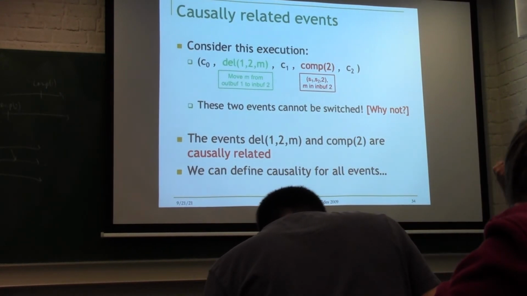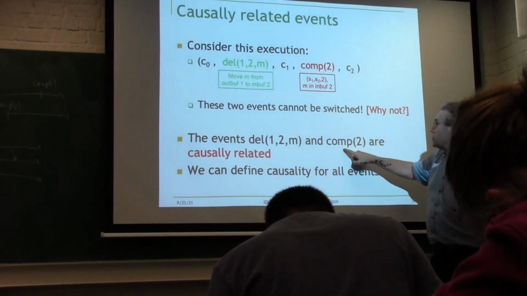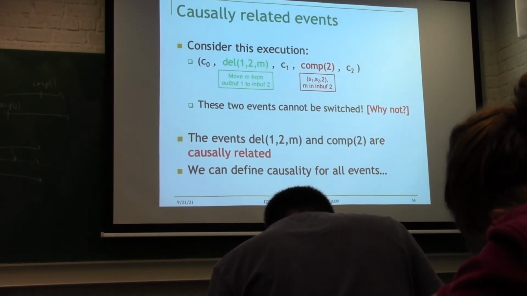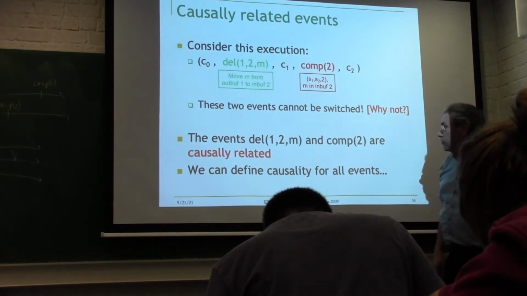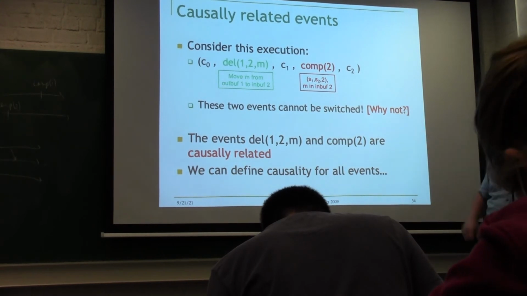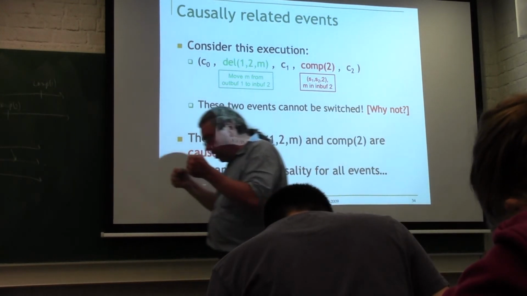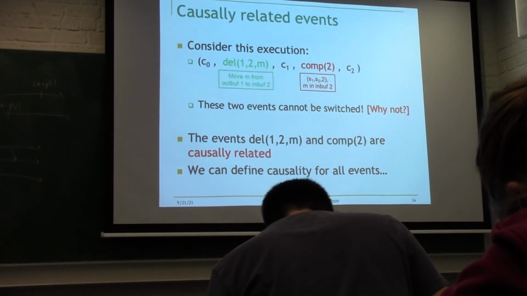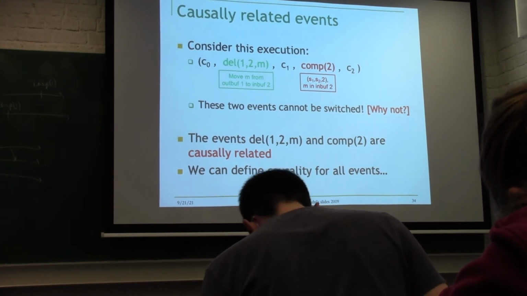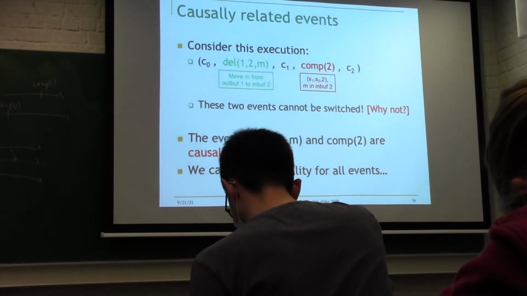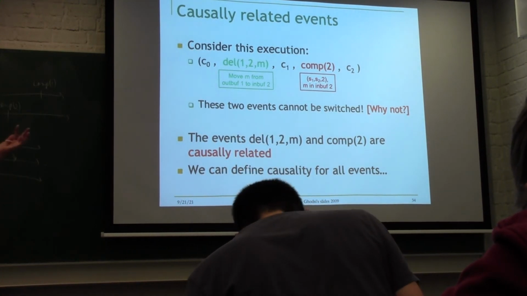One of the events is using a result of the previous one. So we say that the two events are causally related. So del 1, 2 is causally before comp 2. So this is causality. Causality means that the two events are causally connected if you cannot flip them, if the second one needs something that the first one does. That's very reasonable, right? As causality, huh? What do you think? It's very intuitive, right?